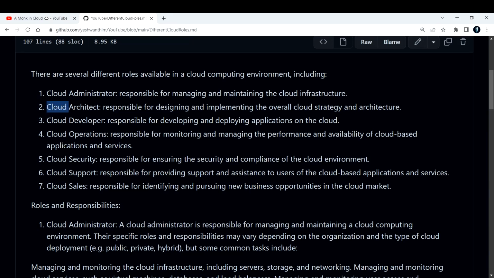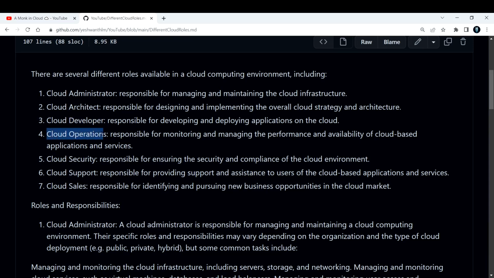The second one would be cloud architects. These are the people who are responsible for designing and implementing the overall cloud strategy and architecture for an organization. Okay. So next is cloud developer, who's responsible for developing and deploying applications on the cloud.